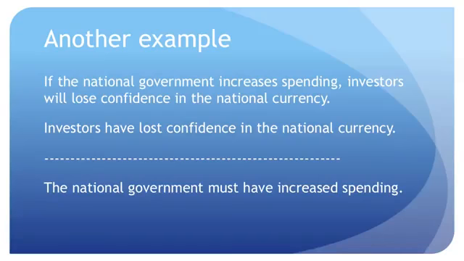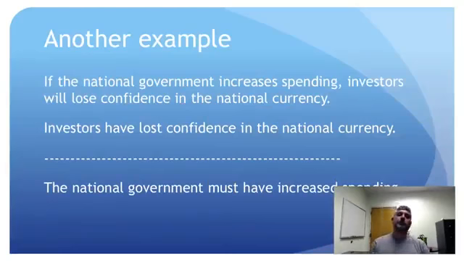Right? The premises say if one thing is true, let's say if national government increases spending, then a second thing is also going to be true. Investors will lose confidence. Then the second premise says that that second thing is true, that investors have lost confidence, but the conclusion says, so the first thing must be true. But that doesn't follow. Right? Remember how conditionals work. Just because a conditional is true and its consequent is true, it doesn't follow from that that the antecedent of the conditional is true. You can see that from looking at the truth table for the conditional. So this is an example of an argument in which the premises don't support the conclusion, even if the premises are true. So this argument is also a fallacy.